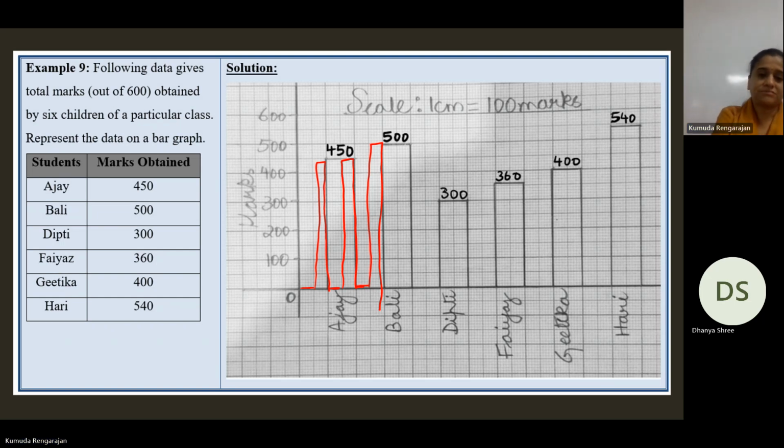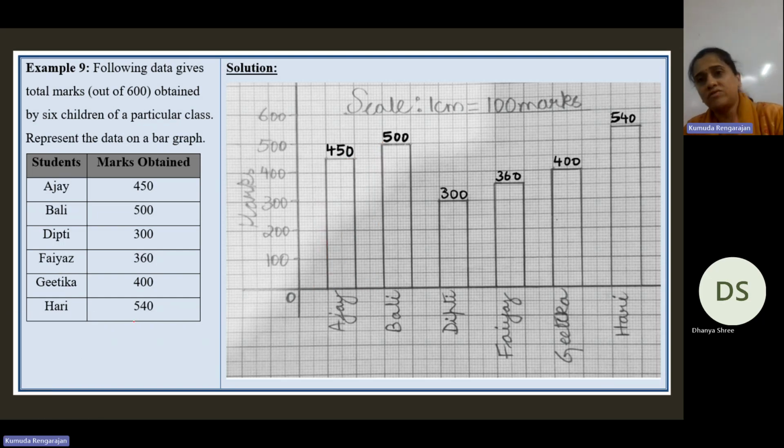All right. So you can make half centimeter spacing and 1 centimeter for the rectangles, or 1 centimeter spacing, 1 centimeter rectangles, or half centimeter spacing and half centimeter rectangles. So that's left to you.